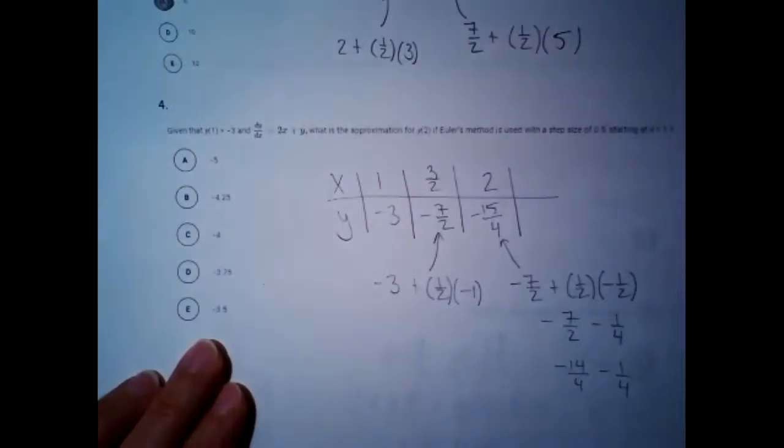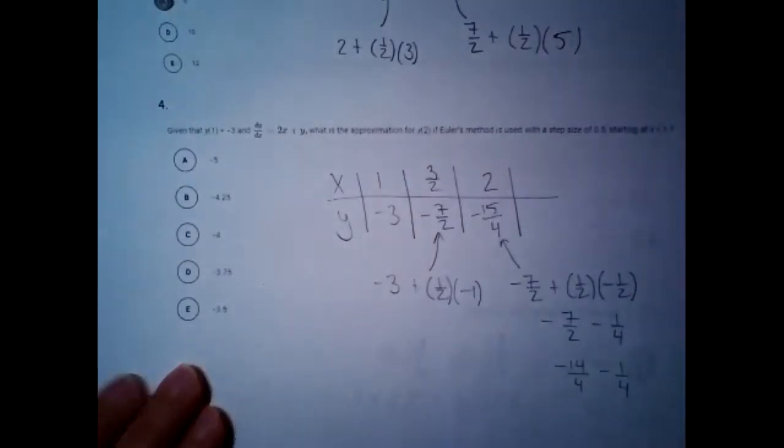Let me do that. -15 fourths, so -3.75. So that one is D.